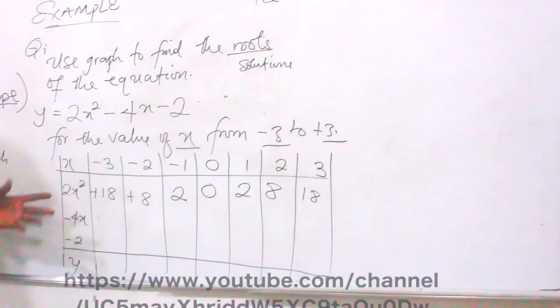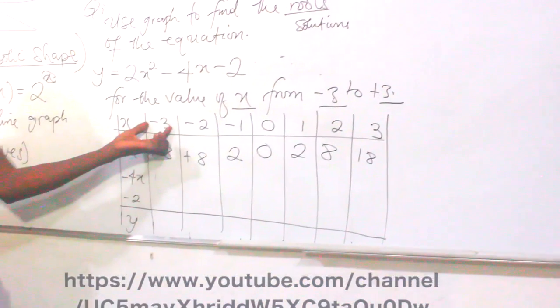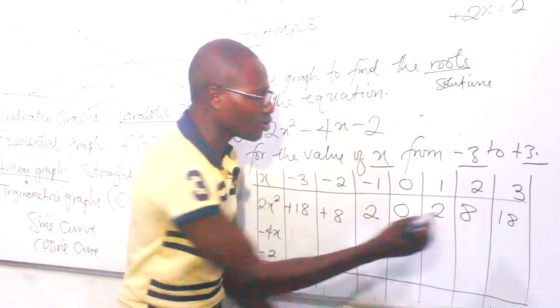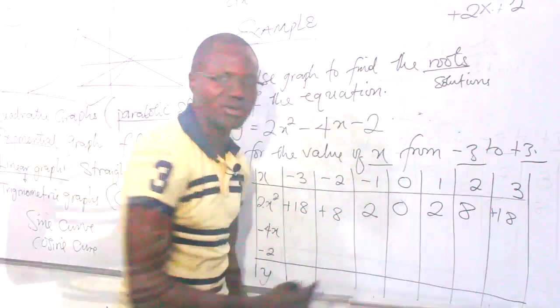Some may ask, why is it so? Here we have negative sign and we have positive value. Here we have positive sign and we also have positive value.